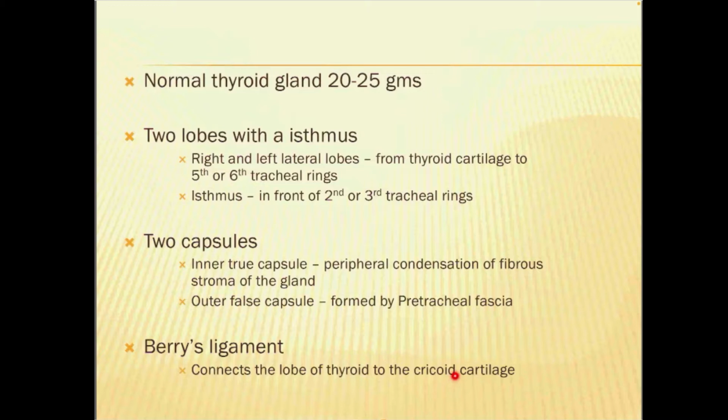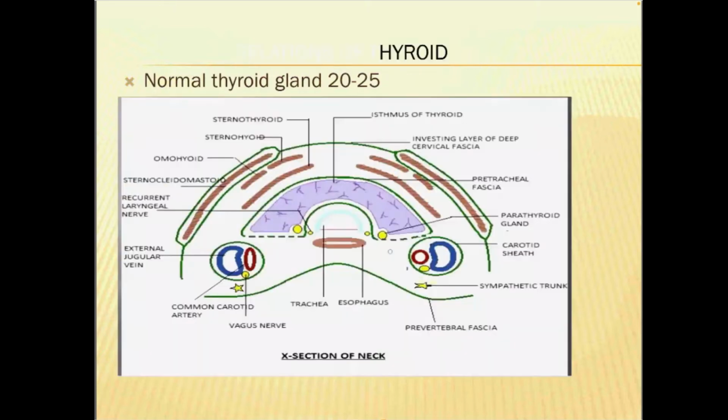So the normal thyroid gland weighs about 20 to 25 grams, and the extent of the left and right thyroid lobes is from the thyroid cartilage superiorly to the fifth or sixth tracheal ring inferiorly, while the isthmus extends from the second tracheal ring to the third or fourth tracheal ring. The thyroid contains two capsules: the inner true capsule, formed by the condensation of the stroma of the gland itself, and the outer false capsule, formed by the pretracheal fascia. And the Berry's ligament is a ligament that connects the thyroid to the cricoid cartilage.